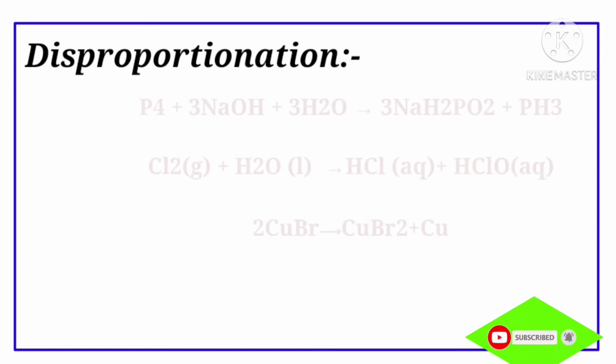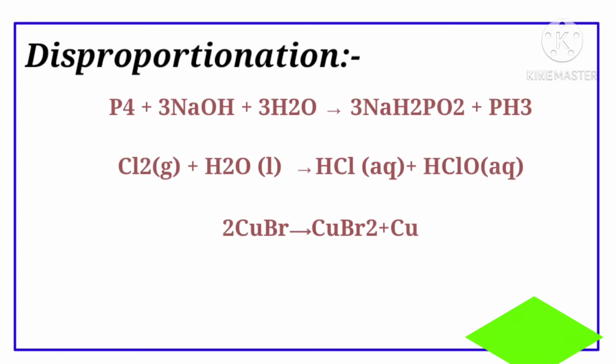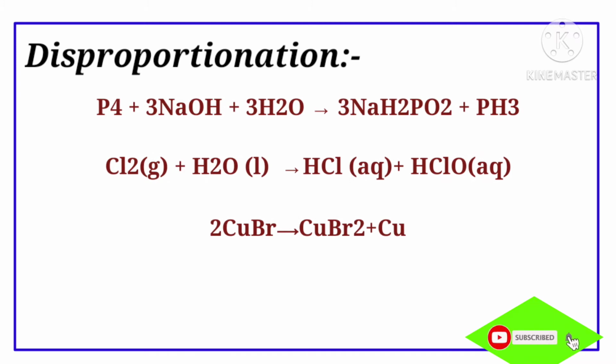And look at another example. P4 plus 3OH- plus 3H2O gives rise to PH3 (phosphine) plus 3H2PO2-. In this, the oxidation state of P4 is 0, OH is -1, and H2O is 0. P4 reduces to form PH3 and P4 oxidizes to form H2PO2-. That means the same reactant oxidizes and reduces, forming PH3 and H2PO2-.